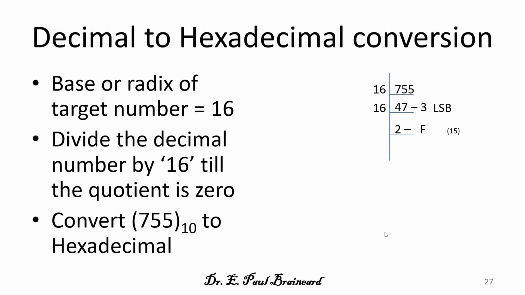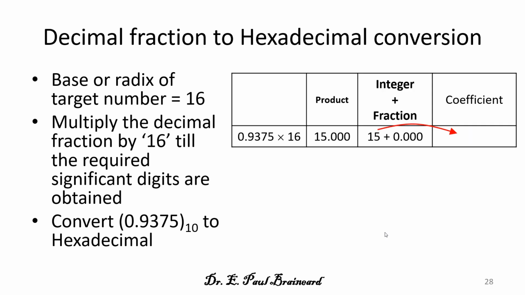16 to 32, 47 minus 32 is 15. The remainder you should not put 15 as such. So you have to write the appropriate hexadecimal number, which is F. Therefore, the decimal number 755 is equal to 2F3 in hexadecimal number system.